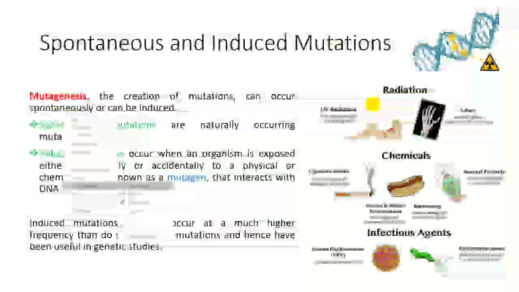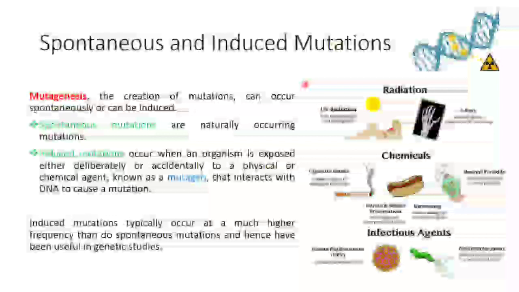We need to know first, guys, the definition of mutagenesis. This term is divided into two parts. Muta means mutation and genesis means creation or birth. So mutagenesis means the creation of a mutation. To create a mutation, this process can occur either spontaneously or can be induced. Either the mutation happens by itself, or we need an external factor to help us induce the mutation.